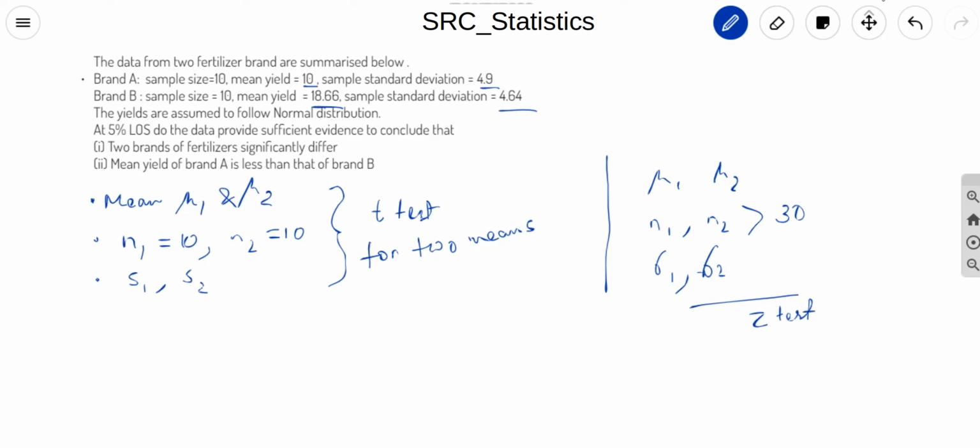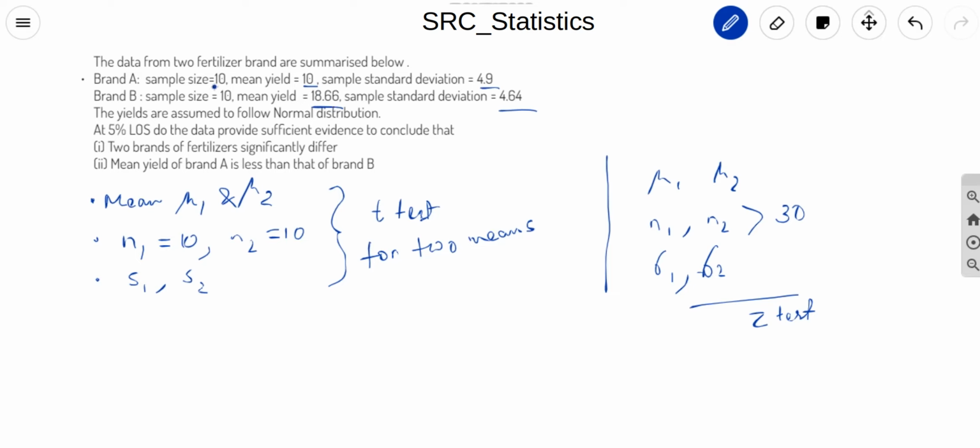Okay. Now the next thing, why are we doing hypothesis testing, what is the use of it? See, from the two samples we can see that mean yield of brand A is 10 and mean yield of brand B is 18.66. They are very much different. Then we can directly conclude that these two are very different. But why do we do hypothesis testing then?